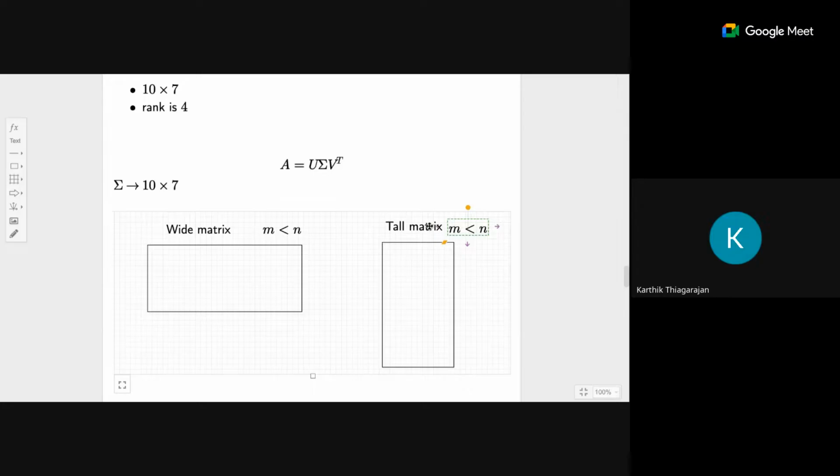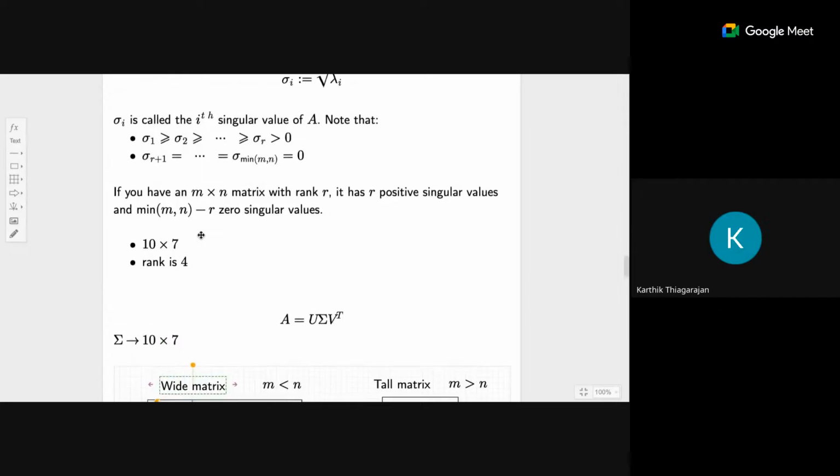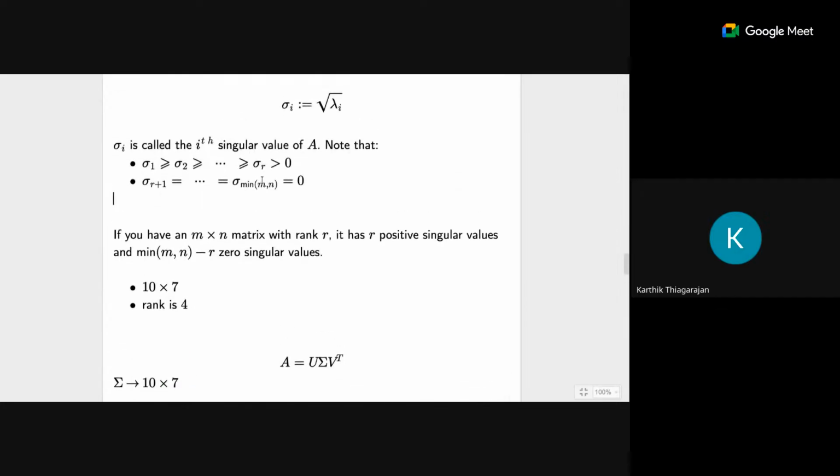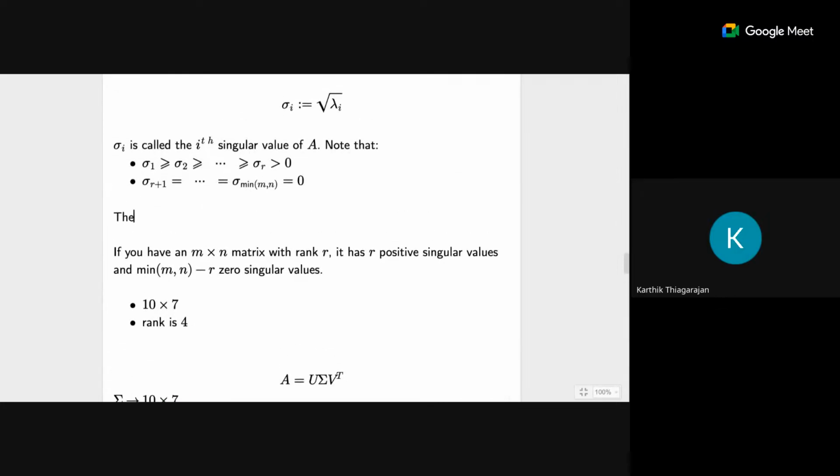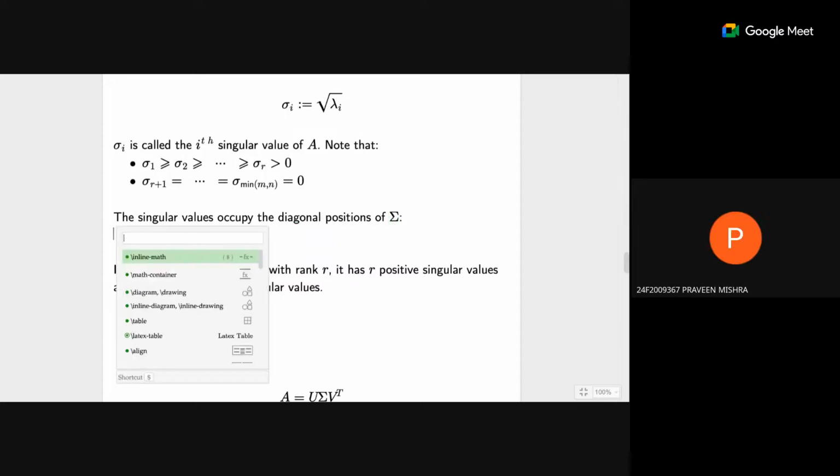So wide matrix is the m less than n case, and this is the m greater than n case. Yes, row and column matrix. Yeah, something like that, but not necessarily a single row or single column. So the singular values go into the diagonal of this matrix. Singular values occupy the diagonal positions of sigma.